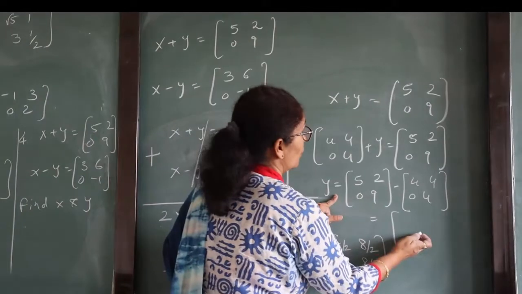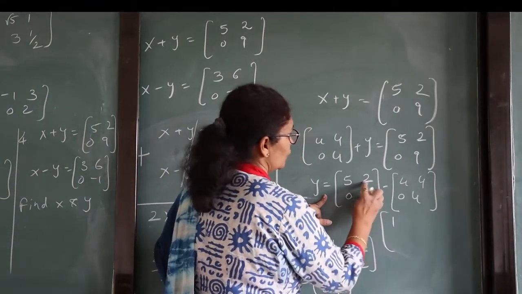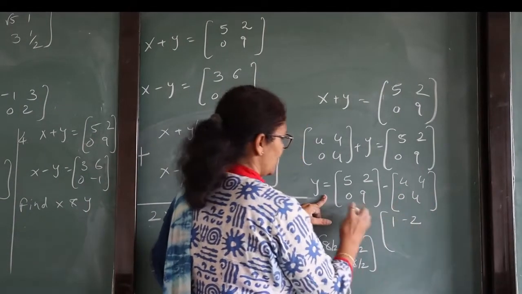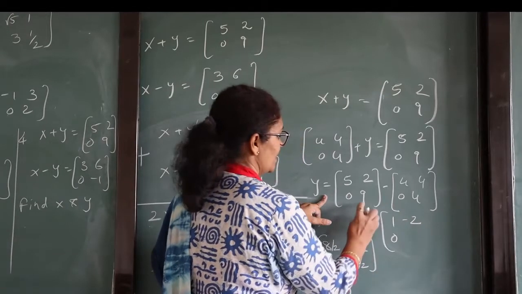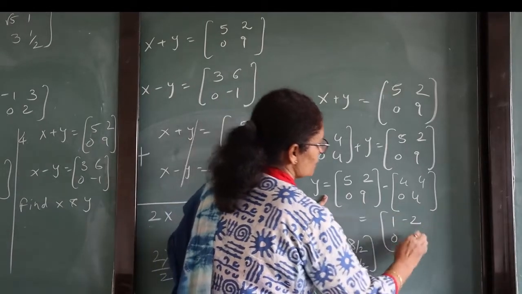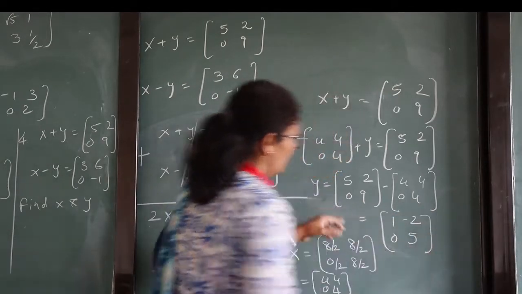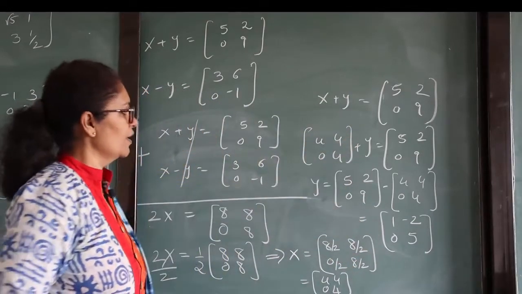5 minus 4 will be 1. 2 minus 4 will be minus 2. 0 minus 0 will be 0. And 9 minus 4 will be 5. This is one way we have solved it.